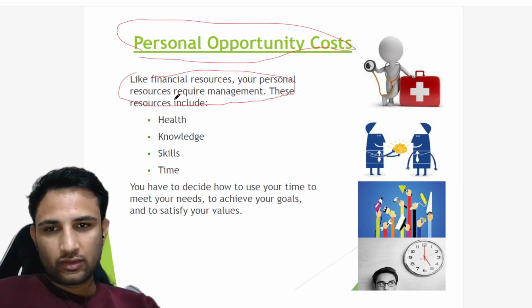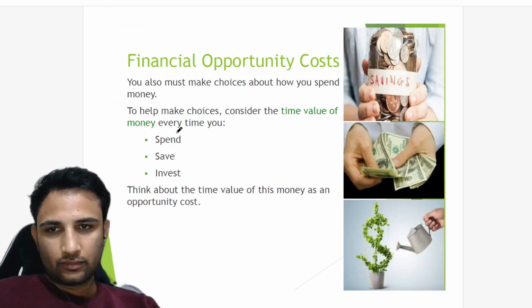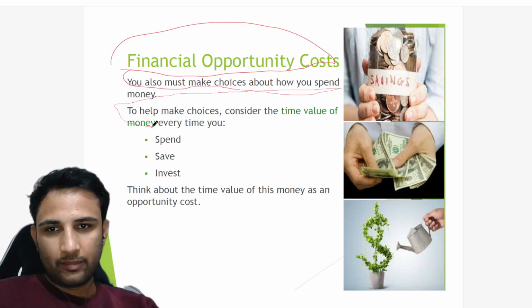Your personal resources require management. These resources include health, knowledge, skills, and time. You have to decide how to use your time to meet your needs, to achieve your goals, and to satisfy your values. Financial opportunity cost: you also must make choices about how you spend money. To help you make choices, consider the time value of money every time you spend, save, and invest. So you also have to think about the time value of this money as an opportunity cost.